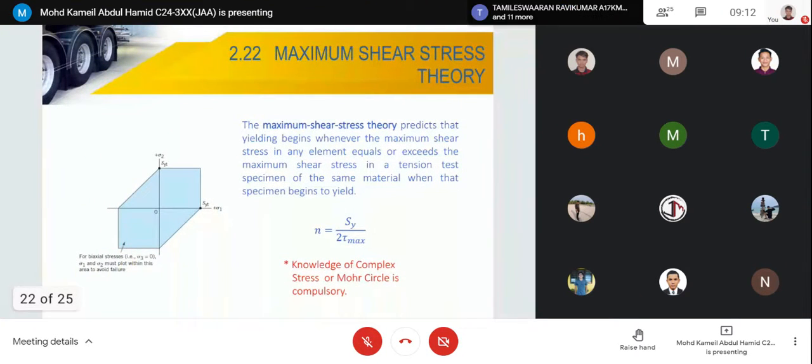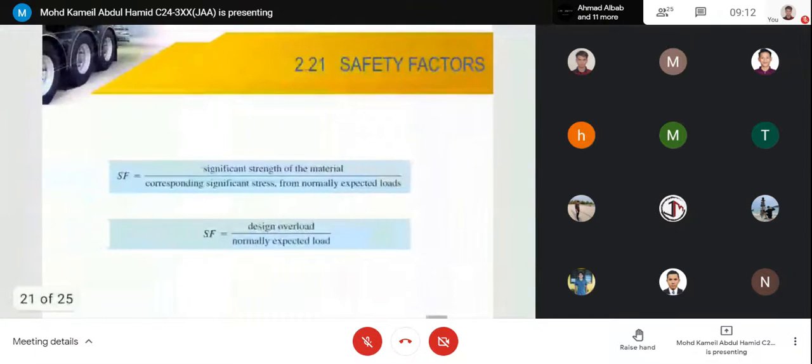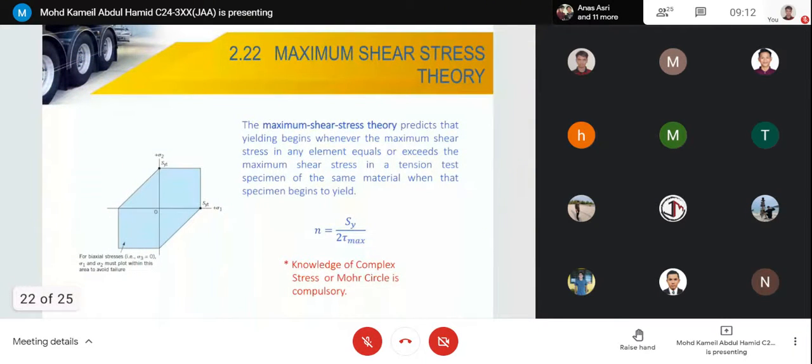So we have the maximum shear stress theory I mentioned before. Here N is the safety factor, SF. So the safety factor with symbol N, we can use for the maximum shear. Remember this is shear stress theory, so it's going to involve shear stress. So N is equal to SY, the material yield strength, divided by 2 times tau max.